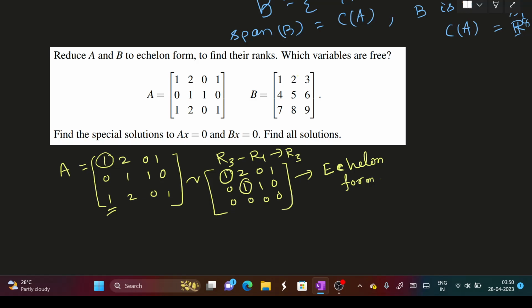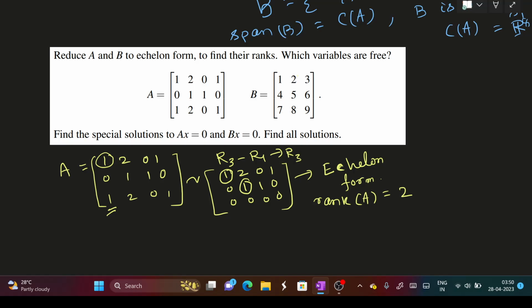Next part of the question is to find their ranks. So rank of A is, how many pivots did we get in the echelon form? It is 2. So this is 1, this is 1. So it is 2.